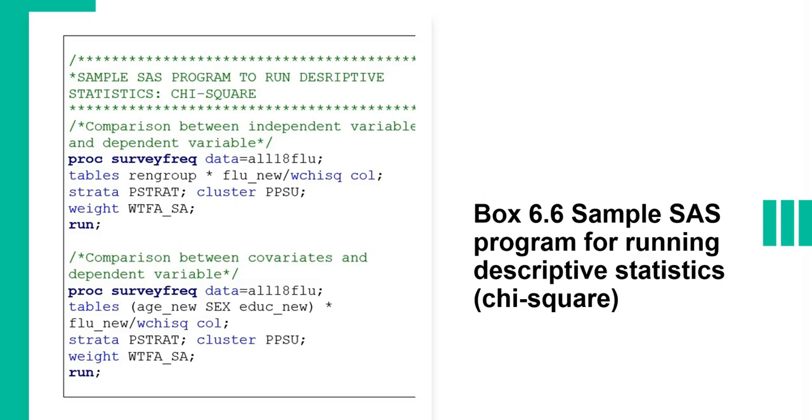Then we make sure that we have a run statement at the end. The second section here goes over how you can do it with more than one variable, and so I've done that with the covariates here. In the tables line, instead of just including one variable, I have put 3 variables in parentheses before the star and then the dependent variable.